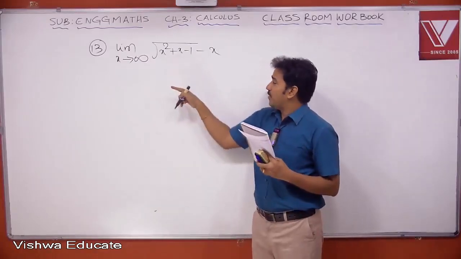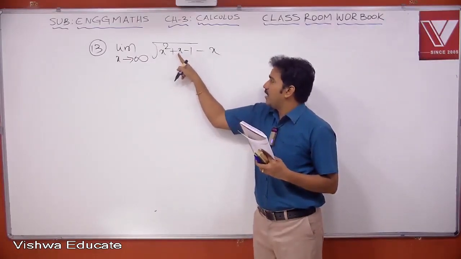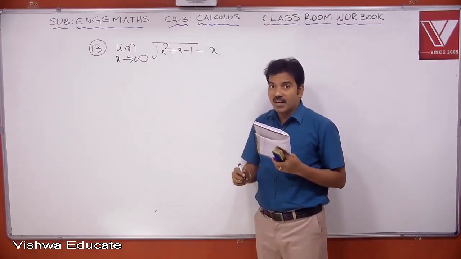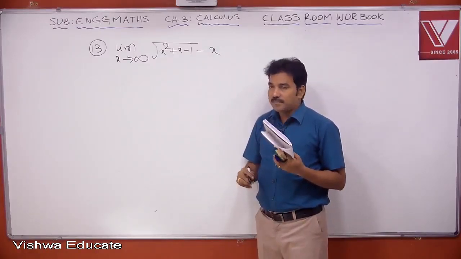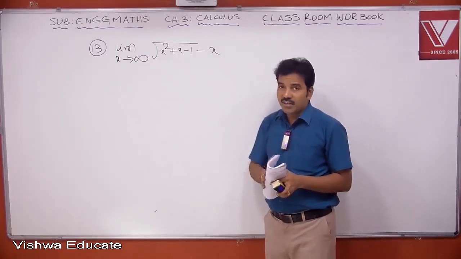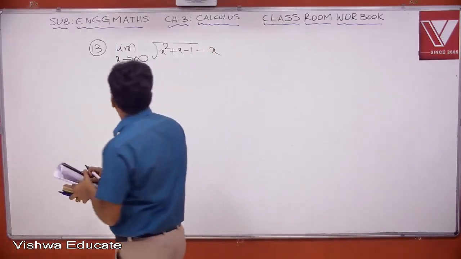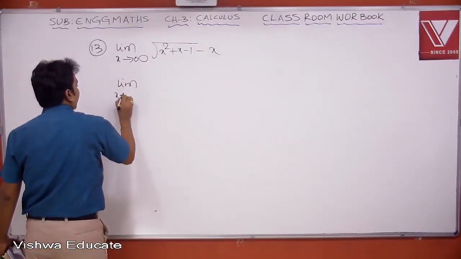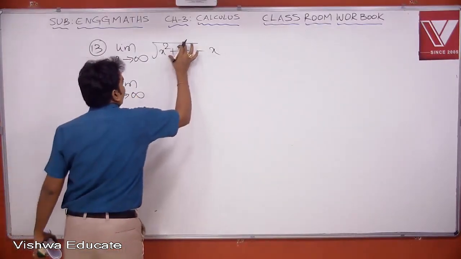When you replace x by infinity, people think that it is infinity minus infinity, which is 0. It's wrong. Infinity minus infinity is undefined. So therefore, there is no chance to get infinite values in this case. Now let us try to get this answer. So here this is limit as x tends to infinity. Here square root terms are there.